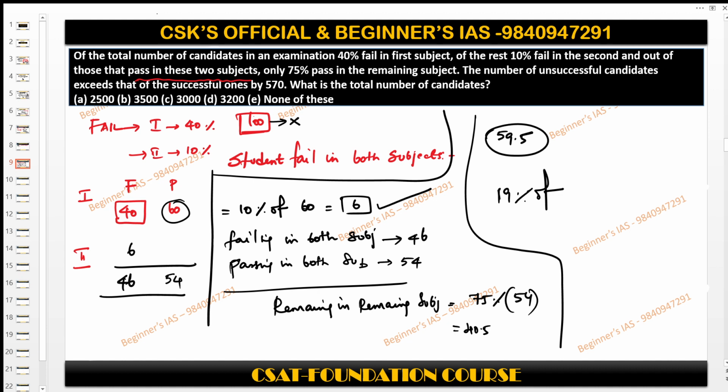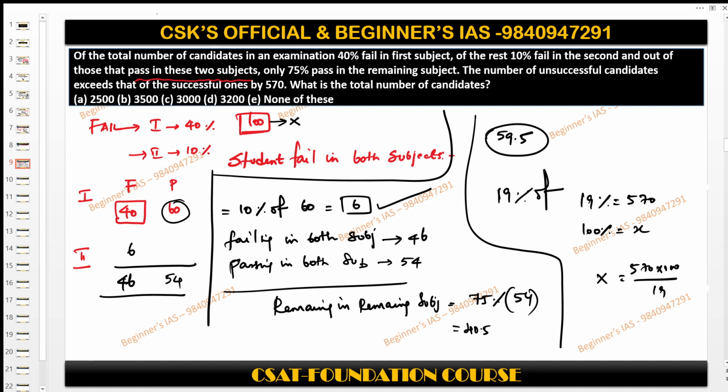Total. 19% is equal to 570. That's it. 19% is equal to 570. Then 100% is equal to what? We'll take it as X. Yes. Now you can calculate this one. So X is equal to what? 570 into 100 by 19.